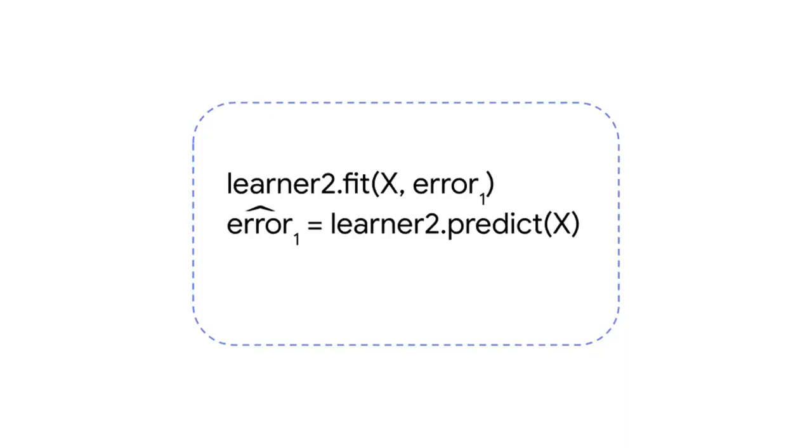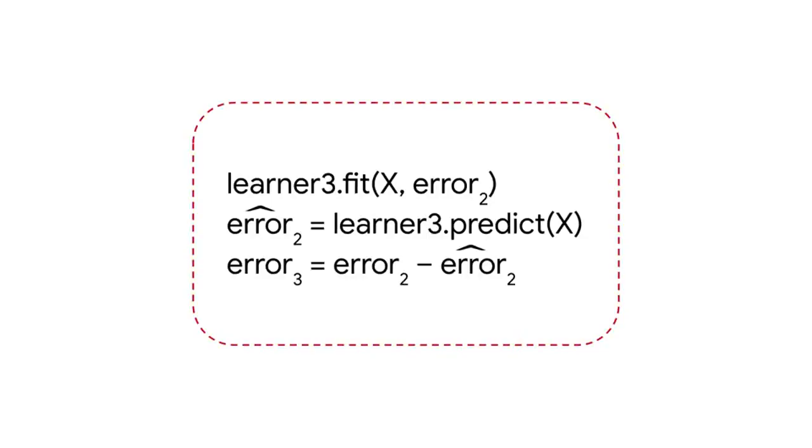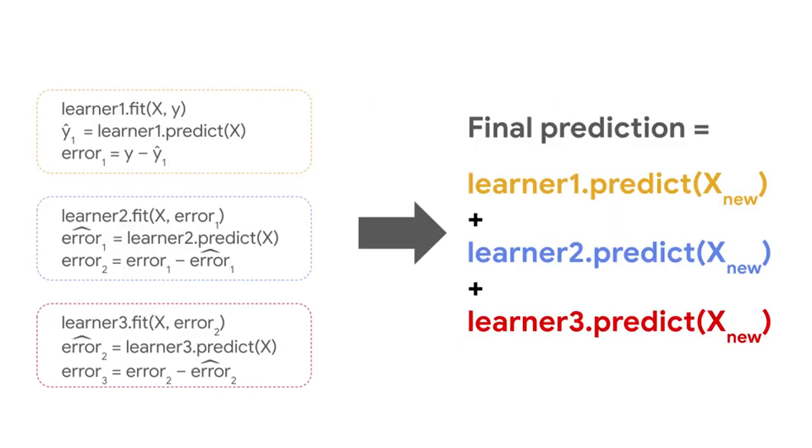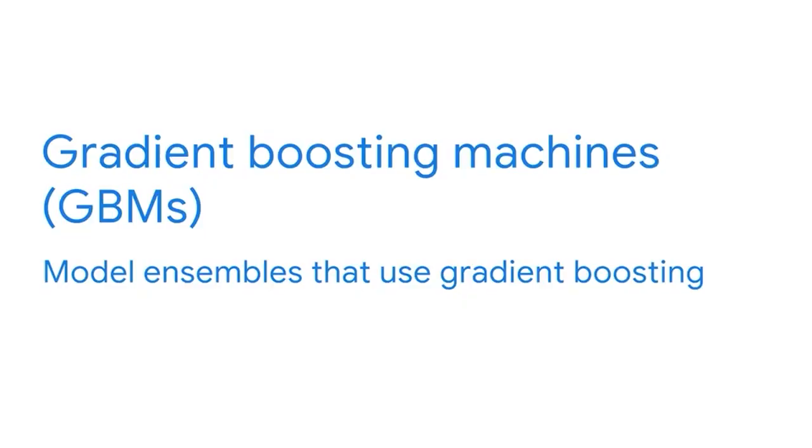This process will continue for as many base learners as we specify. For now, repeat it just once more. Stopping here results in an ensemble that contains 3 base learners. To get the final prediction for any new x, add together the predictions of all 3 learners. If you like, pause the video now and repeat the process to review how it works.